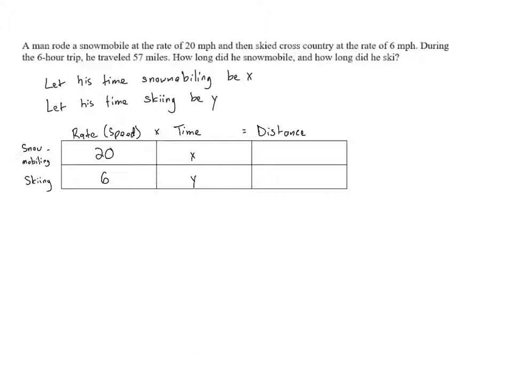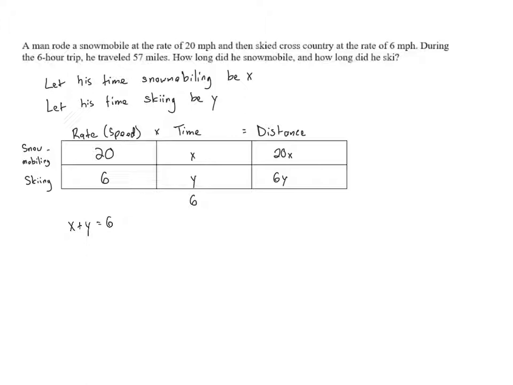Now, to figure out the distance, we multiply across. 20 times x is 20x. 6 times y is 6y. And now, what else are we given? We're given the total amount of time was 6 hours. Because that's a total, I'm going to put it down below the chart. And this gives us an equation. If he spent x hours snowmobiling and y hours skiing, and the total time was 6 hours, that tells us that x plus y equals 6.